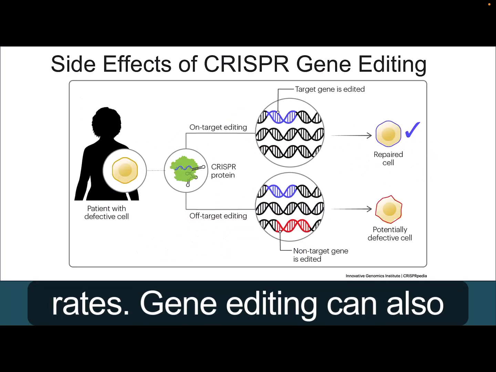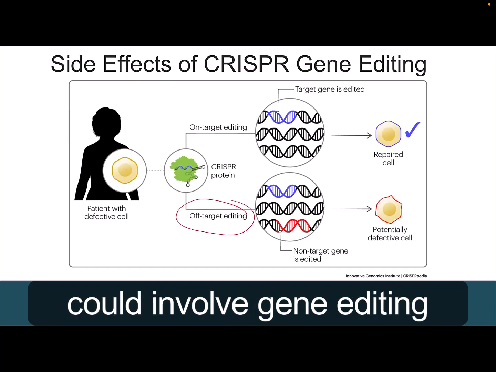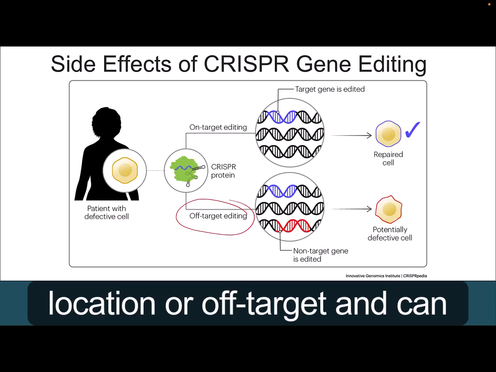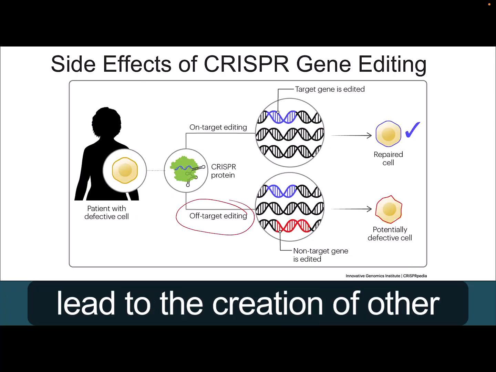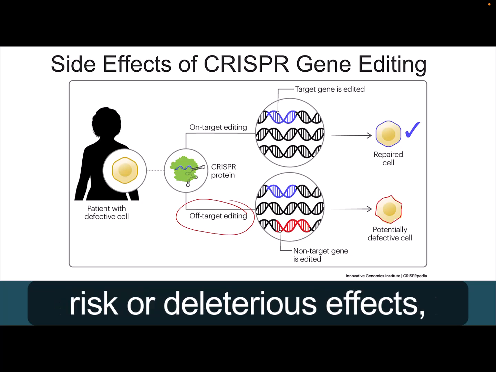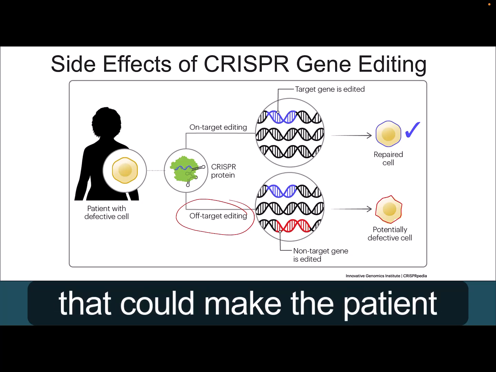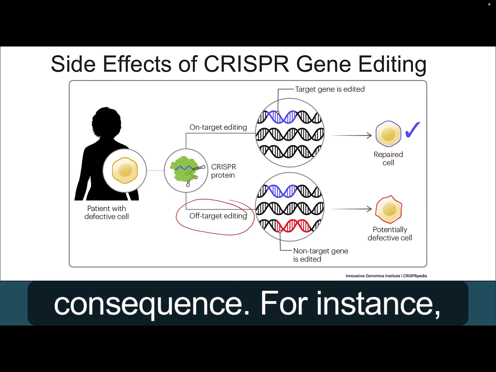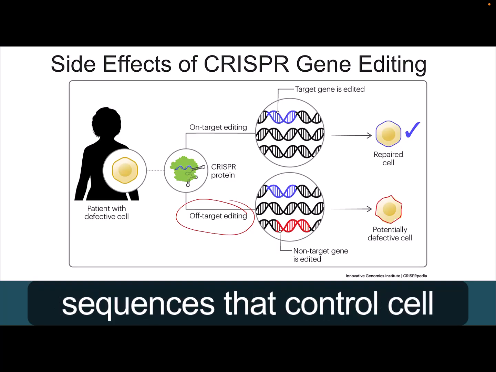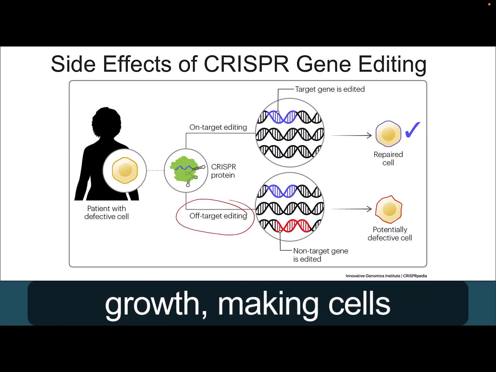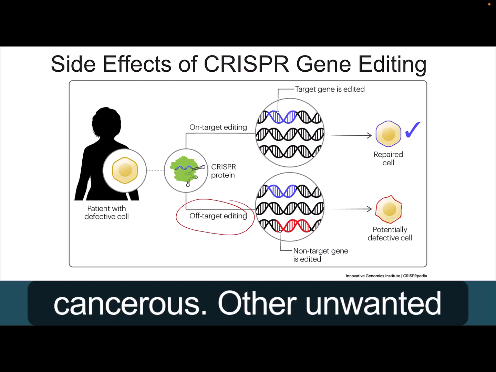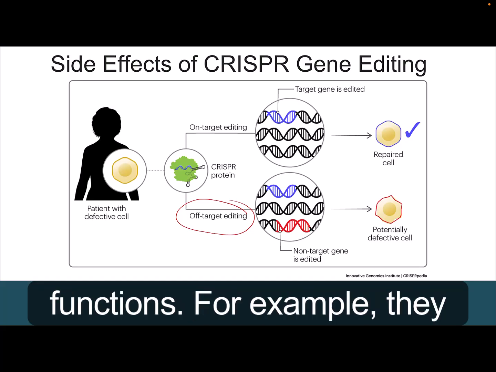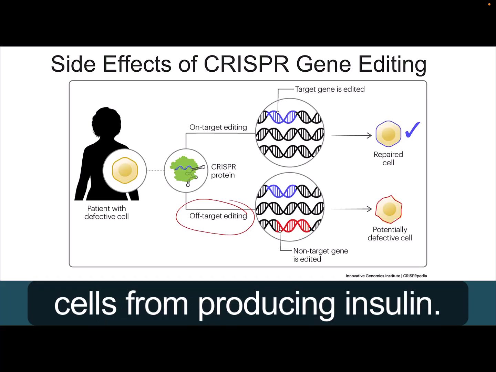Gene editing can also cause off-target effects. This could involve gene editing away from the desired location, or off-target, and can lead to the creation of other defective cells and increased risk for deleterious effects that could make the patient even sicker. Off-target effects could have a drastic consequence. For instance, they might change DNA sequences that control cell growth, making cells cancerous. Other unwanted changes might prevent cells from carrying out important functions. For example, they might prevent the pancreas cells from producing insulin.